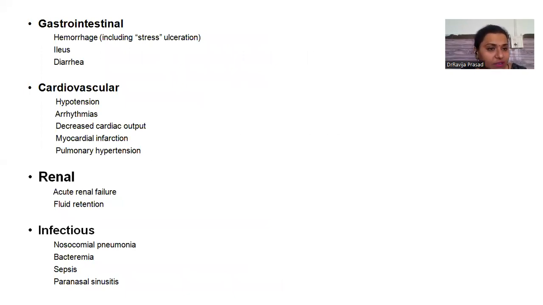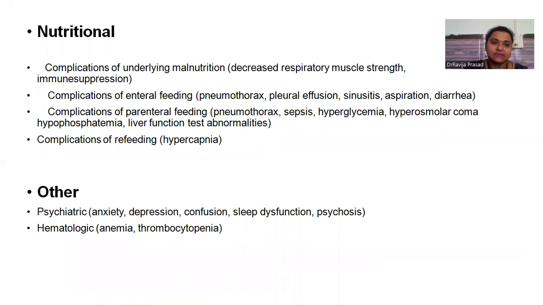Now, the other complications of acute respiratory failure related to other organs would be gastrointestinal: hemorrhage, ileus, diarrhea, including stress ulcer. Cardiovascular would be hypotension, arrhythmia, decreased cardiac output, myocardial infarction, pulmonary hypertension. In renal, acute renal failure, fluid retention. In infection, that is nosocomial pneumonia, bacteremia, then sepsis, paranasal sinusitis.